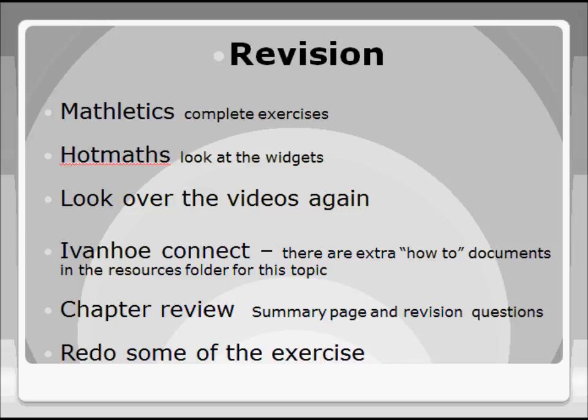At the end of every chapter there is a chapter review, there is a summary page, and there is then some revision questions. Now you should be completing a summary of your own, regardless of whether you're allowed to bring it into the class or not. That summary page is very useful for you to constantly go back and review and look at.